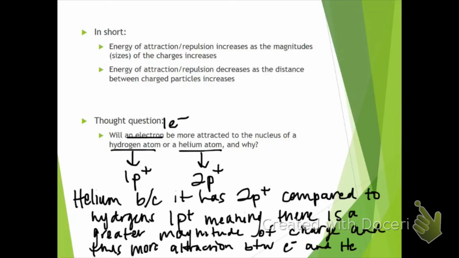So we can write up a little synopsis of that. So I said helium because it has two protons compared to hydrogen's one proton, meaning there is a greater magnitude of charge and thus more attraction between the electron and the helium nucleus. Definitely feel free on things like this to abbreviate, especially those common symbols like that proton, that P plus symbol, or "because." Things like that is totally okay.